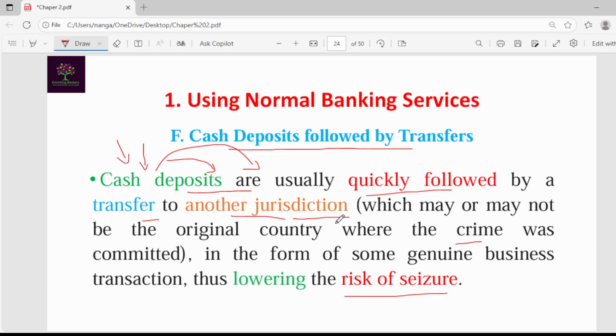And also they make these transactions in the form of some genuine business transactions. They show these transactions as a genuine business transaction. So why do they transfer immediately? Because they want to lower the risk of seizure. For this purpose, they transfer the funds immediately to another jurisdiction or safer places.